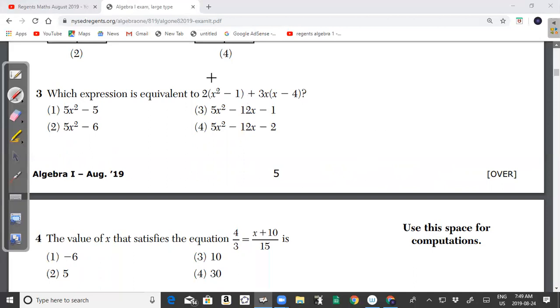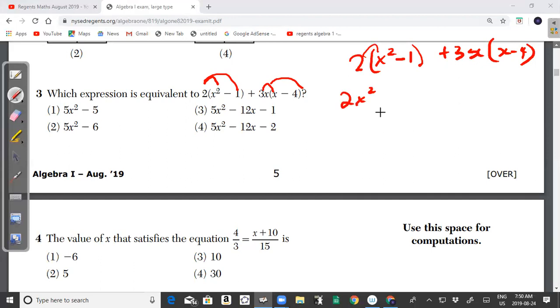So we can distribute this using the distributive property. We have two multiplied by x squared minus one plus 3x multiplied by x minus 4. Two times x squared is 2x squared. Two times negative one is negative two, plus 3x times x is 3x squared, and 3x times negative four is negative 12x.